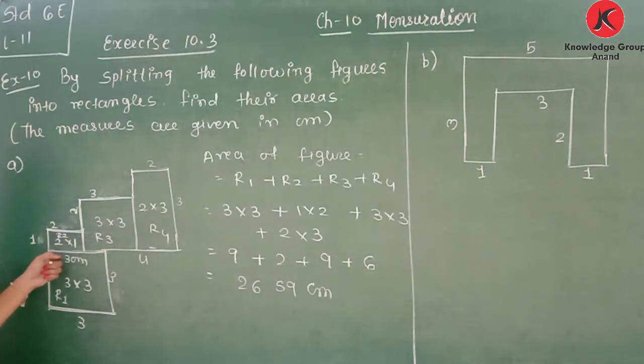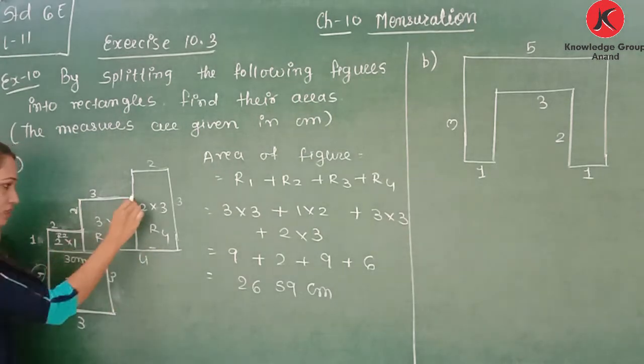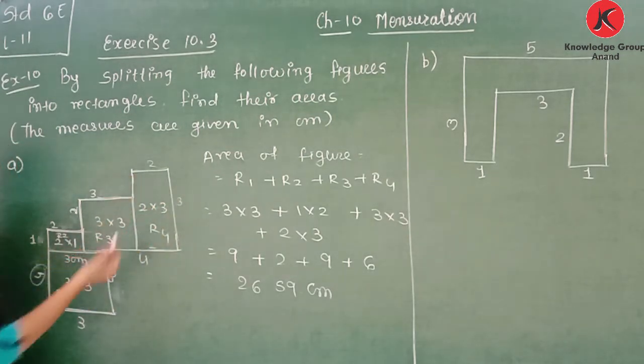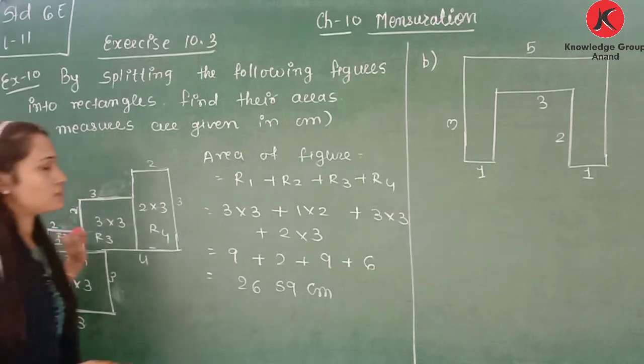Okay? You can divide it another way, and that is also correct. If you divide it like this, this is one rectangle, this is one more rectangle and this is one more rectangle, then it also gives the correct answer. Clear? Now for the next figure.